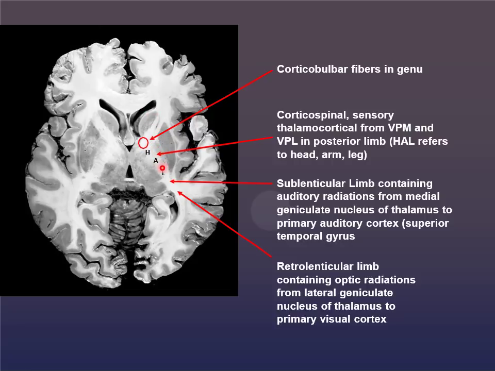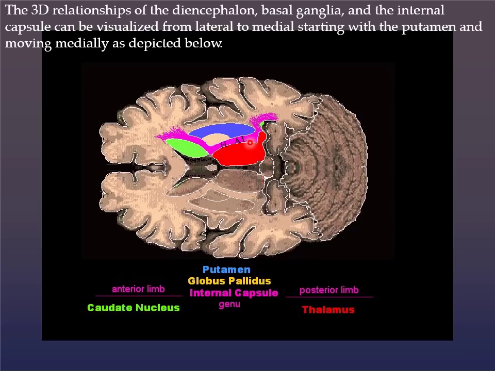We see that represented here again, the head, arm, and leg in the posterior limb of the internal capsule, and then for different parts of the motor and sensory pathways, as well as more posteriorly, the thalamocortical inputs to the temporal lobe for audition and to the occipital lobe for vision. We see these structures represented together again, the internal capsule, anterior limb, posterior limb, and we can see the caudate, putamen, and the globus pallidus, and we see the thalamus in red.